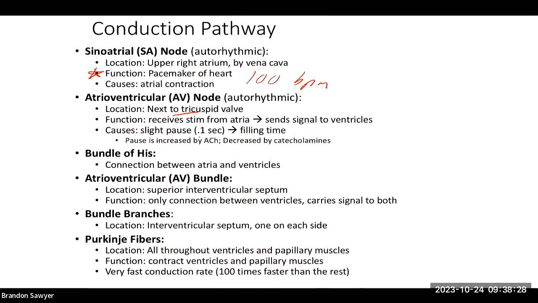Okay, but we do get a slight pause here when the electrical signal hits the AV node. It's going to be increased more by acetylcholine release. We'll talk about some of those mechanisms that slow down heart rate here. But that pause is going to be decreased by catecholamines, meaning that we're speeding up heart rate with our sympathetic nervous system, right? Slowing down heart rate with our parasympathetic nervous system.